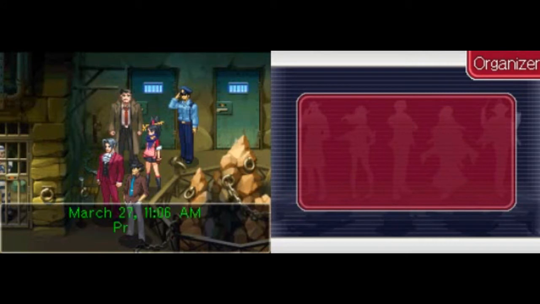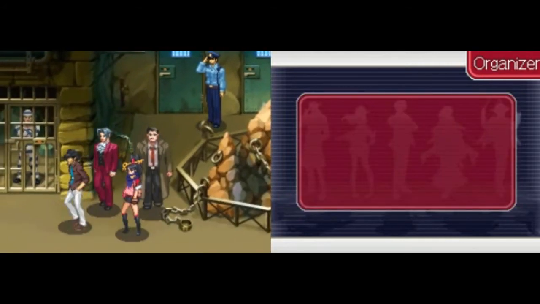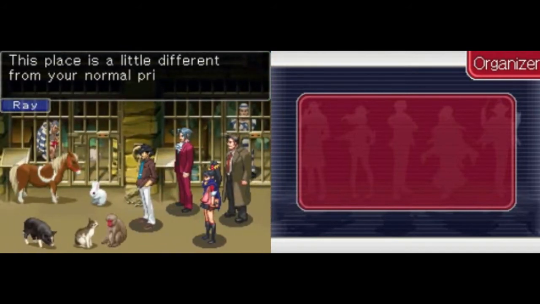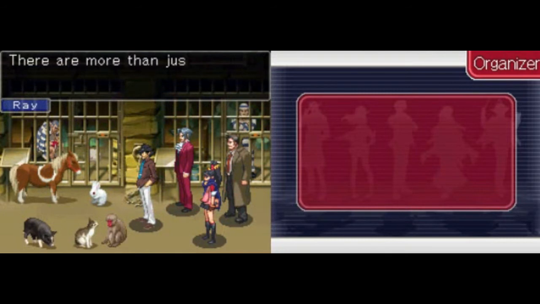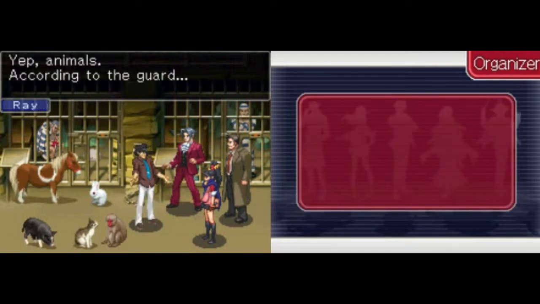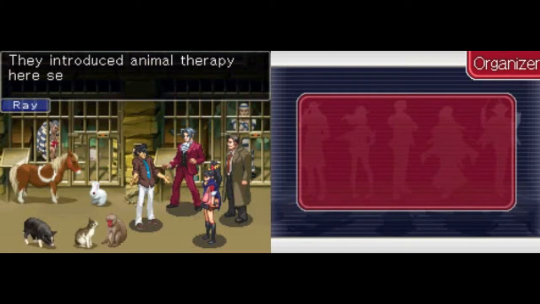March 27th, 11:06 a.m. Prison hallway. This place is a little different from your normal prison. There are more than just the prisoners and the guards living here. There's animals. Yep, animals. According to the guard, they introduced animal therapy here several years ago.